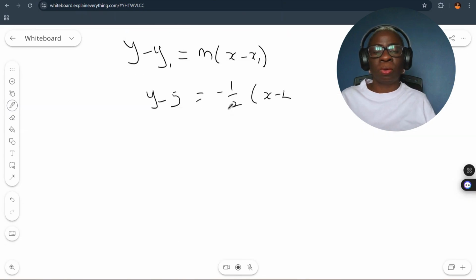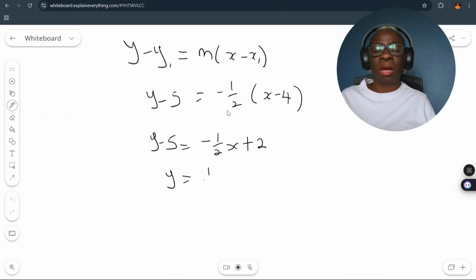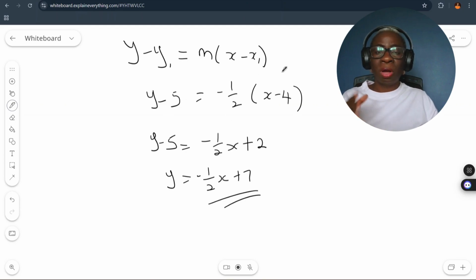So this would give y minus 5 equals -1/2 x plus 2. So if -5 comes here, we would have -1/2 x plus 7. So this is the equation of the line for L2.